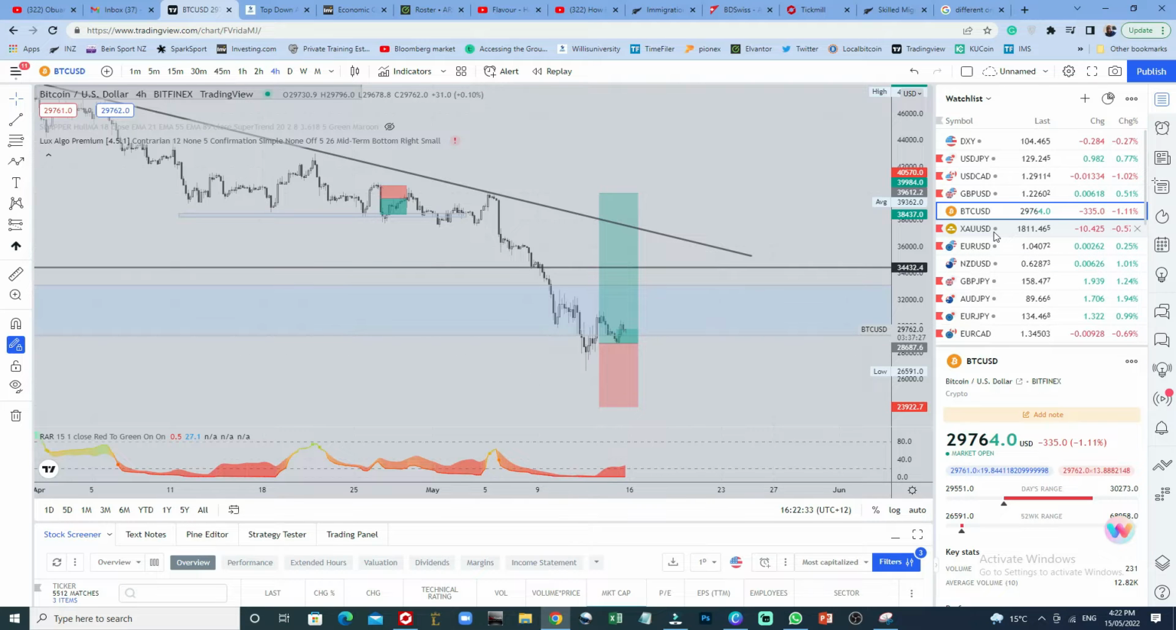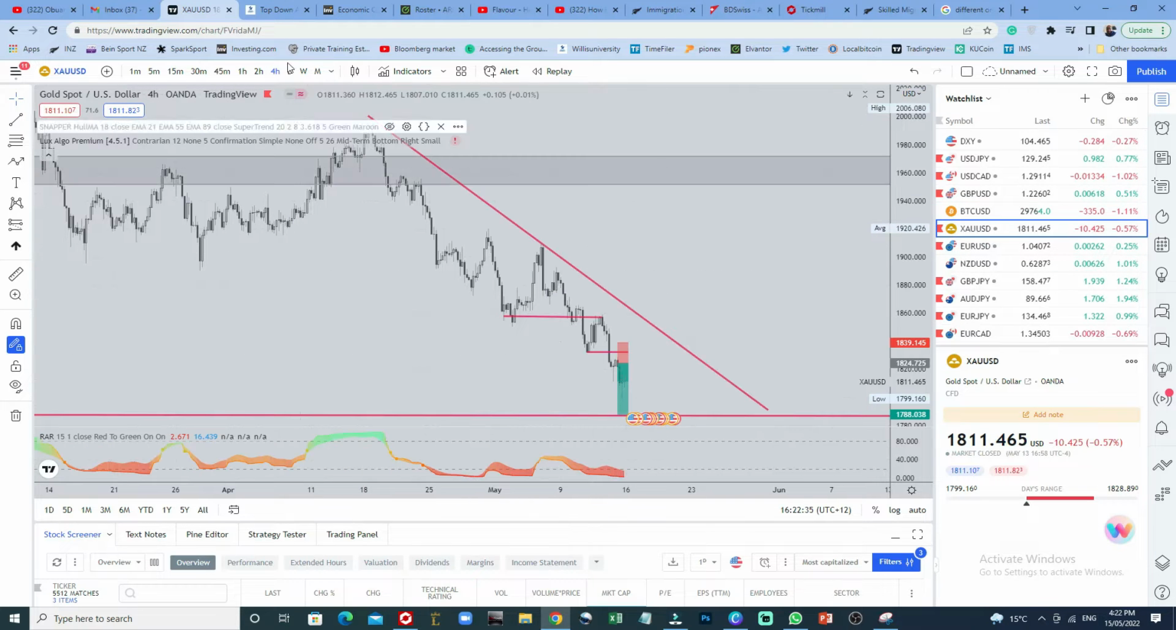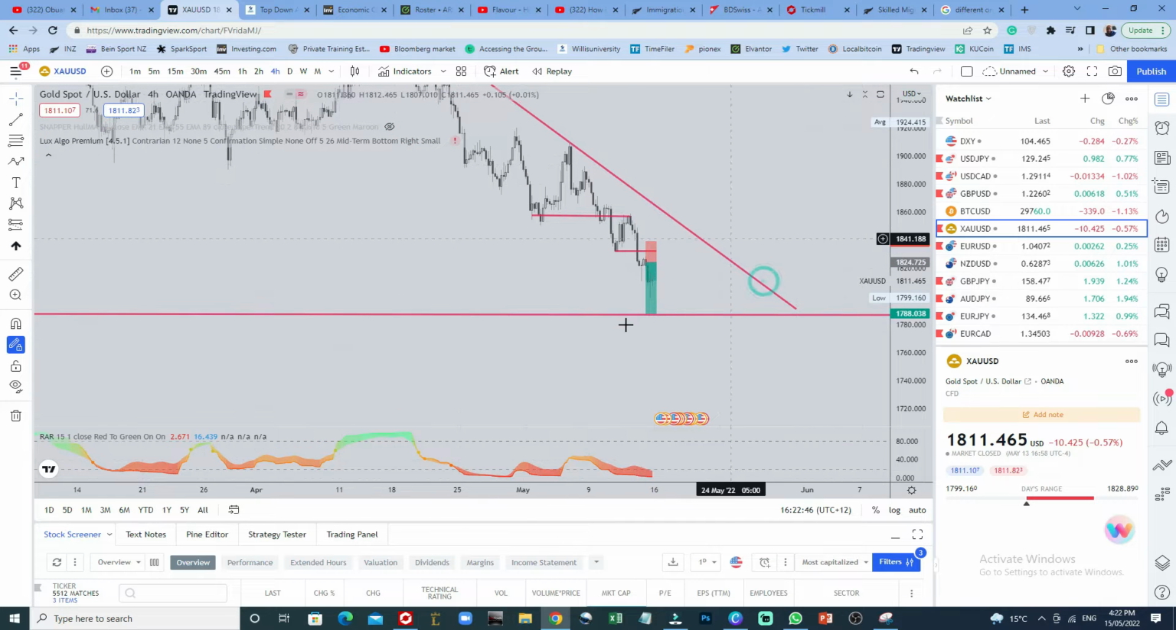Now let's go to gold. See, gold is still selling. Gold is pushing to the downside. Why? Because of the strength of the USD against the gold. So you can see the US dollar gaining strength, pushing to the downside. I expect this market for gold to push down to this line.